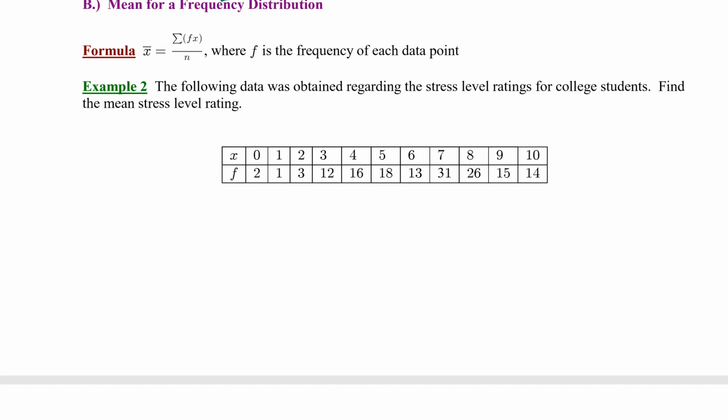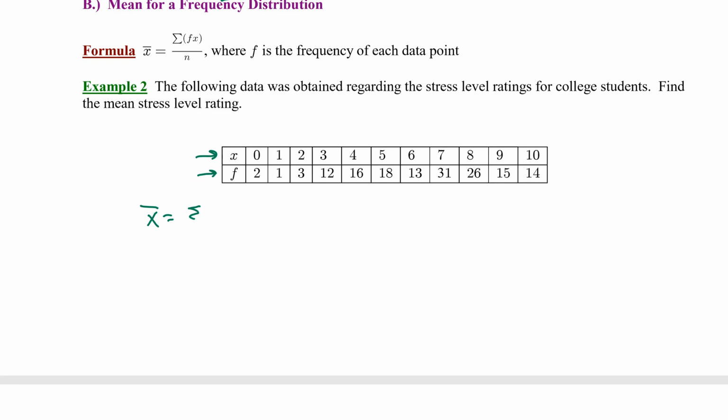The following data was obtained regarding the stress level ratings for college students. Find the mean stress level rating. So if we look at the data points X, students are rating their stress level on a scale from 0 to 10, 0 being least stressful, 10 being most stressful. And then the frequencies of those responses are listed in the second row. So if I were to sum those frequencies, I'd be able to figure out how many students participated in this study. So let's find the mean stress level for these students.